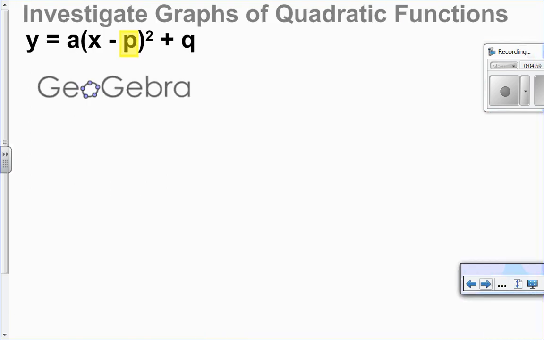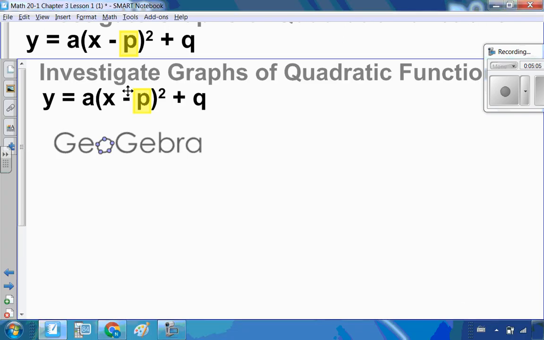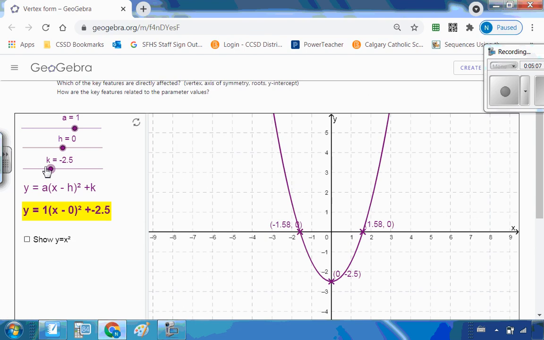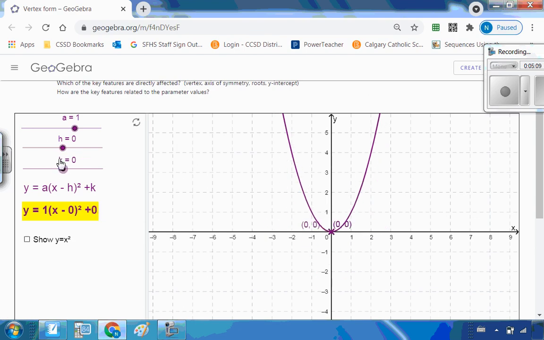Okay, now I want to look at the value inside the brackets, my p-value. So let's go over and look at our p-values for that one. I'll go back over here and put this one back to 0. There we are, so there's my base graph. We're looking at the p-value, but again, they call it an h-value, okay, but it means the same thing.